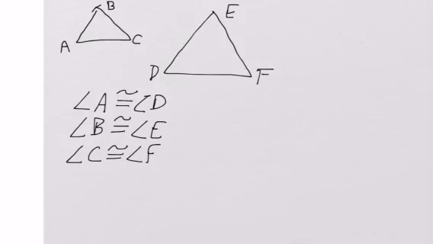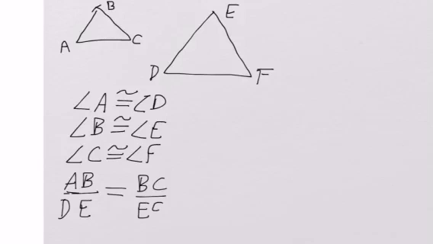And there is a common ratio between the corresponding sides. So AB over DE, where AB and DE is just the length of that side, is going to be equal to BC over EF, which is equal to AC over DF.